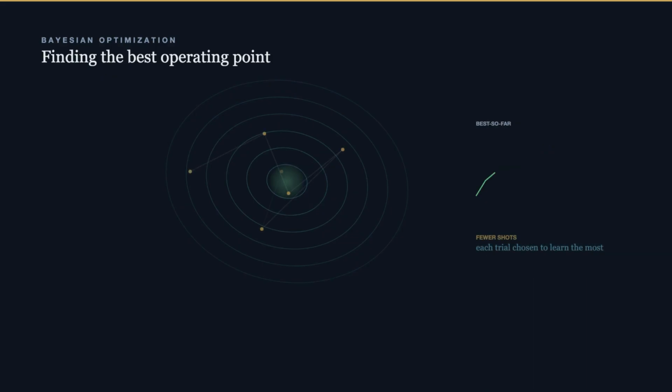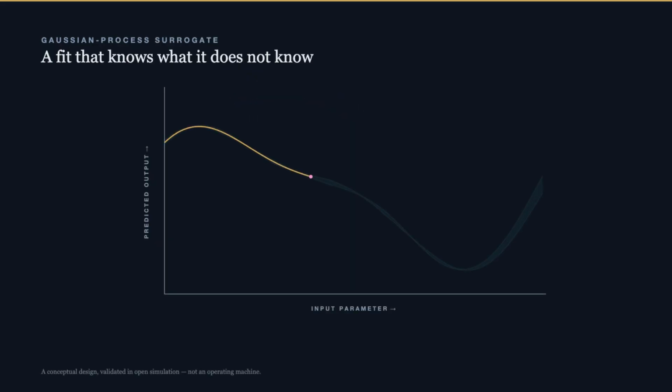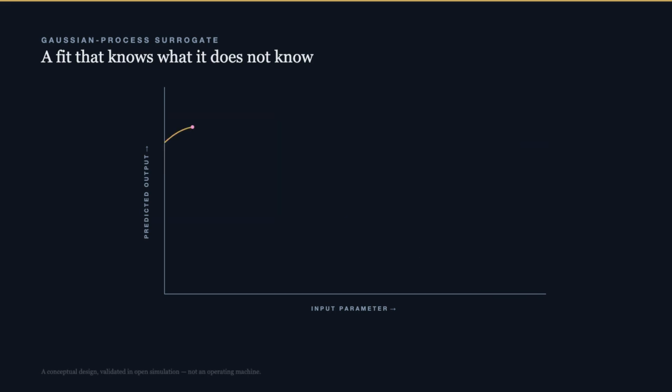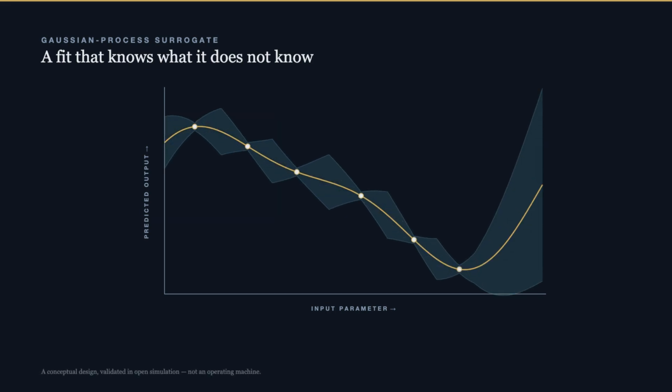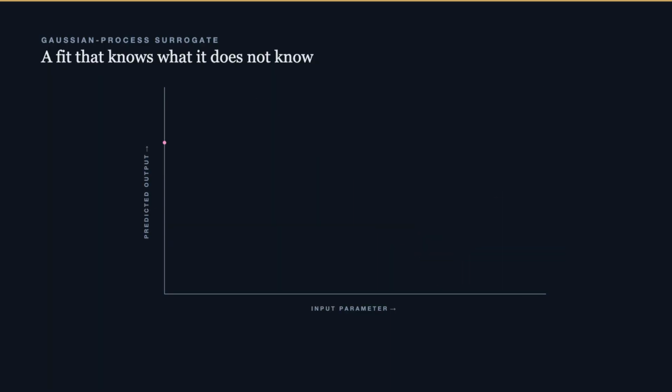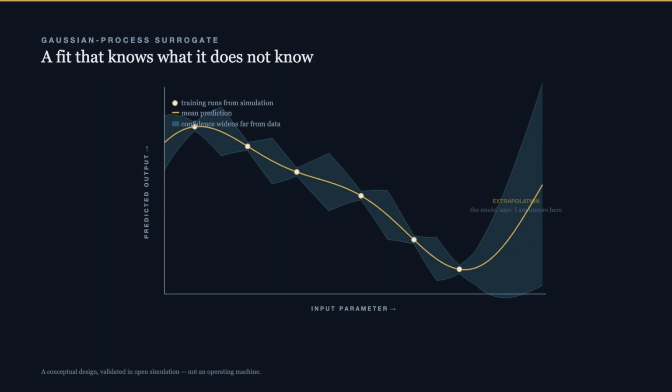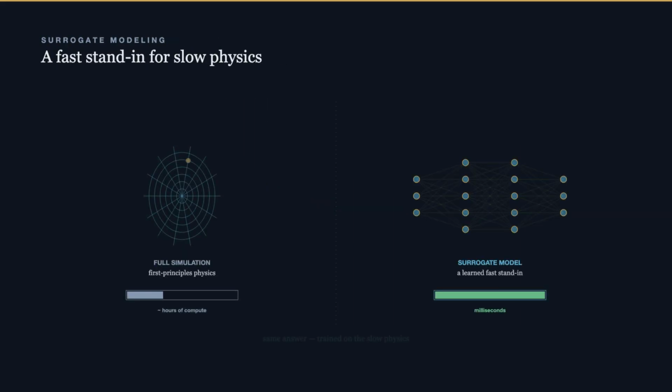And we hold the line on honesty. A surrogate is an approximation, validated against the full physics it stands in for, and every one of its predictions carries an error bar. We publish the models and the validation openly, so anyone can check where the stand-in holds and where it does not. Fast is only useful when it is also trustworthy, and we insist on both.